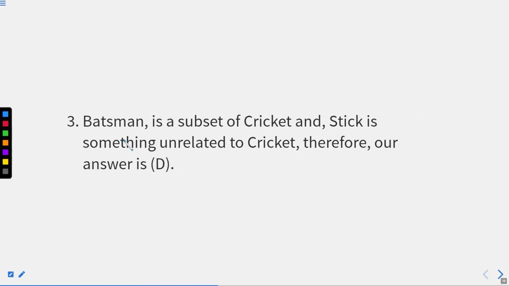Now, third question. Batsman is a subset of cricket. Stick is something unrelated to cricket. It means if I draw this circle as cricket, stick is totally different. So we'll use a different circle for it. And batsman is the one who plays cricket, so this circle, right? This is how the Venn diagram looks for this question, right?